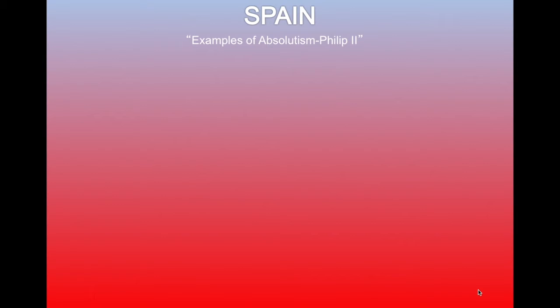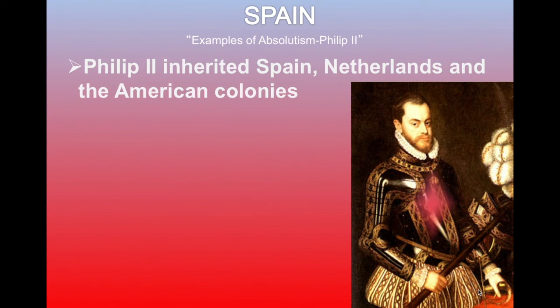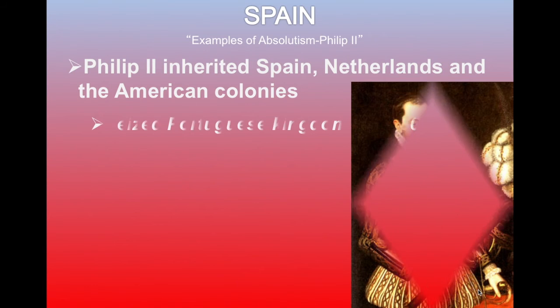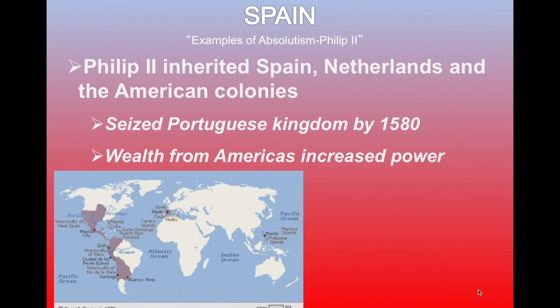So let's look at some examples. We have Philip II of Spain, he'll actually inherit Spain, the Netherlands, and the American colonies. And so he'll be the first example of an absolute monarch. He will seize the Portuguese kingdom in 1580. Also, the wealth from the Americas starts to increase his power. As you can see in the shaded area, you have the different Spanish colonies there in North America.